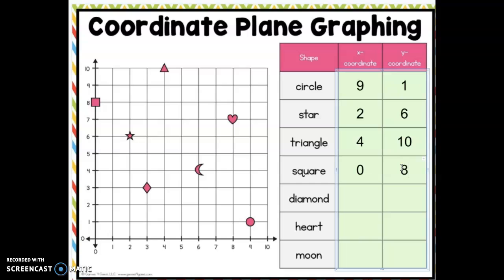Diamond, where are you? Oh, there you are. Okay, it's going to go over 3, and it's going to go up 3. And the heart goes over 8. I'll wait for you to say the next answer out loud to yourself. How many did it go up? If you said 7, you're correct. Okay, and the moon, it's at that circle thing. Wait. Oh, what's that one? It went over 6, and it went up 4. There we go.